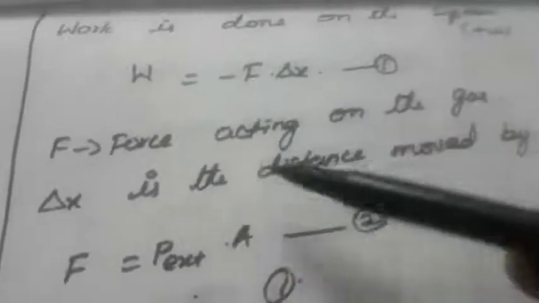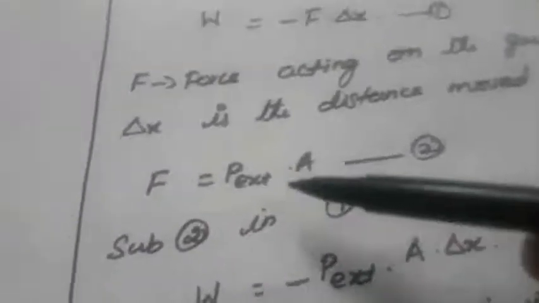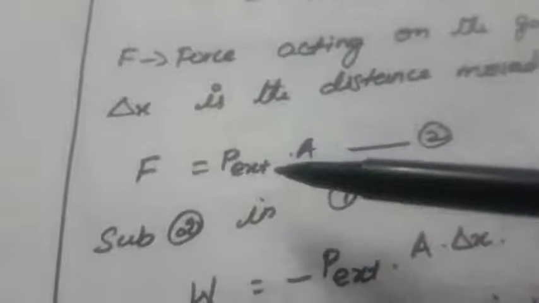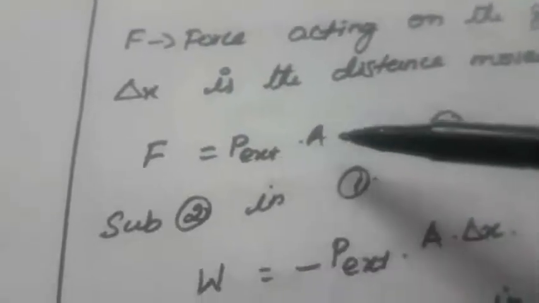Here F is the force acting on the gas, and delta X is the distance moved by the piston, also denoted by dx. What is force? Force is the external pressure into area. So F is equal to external pressure into area.